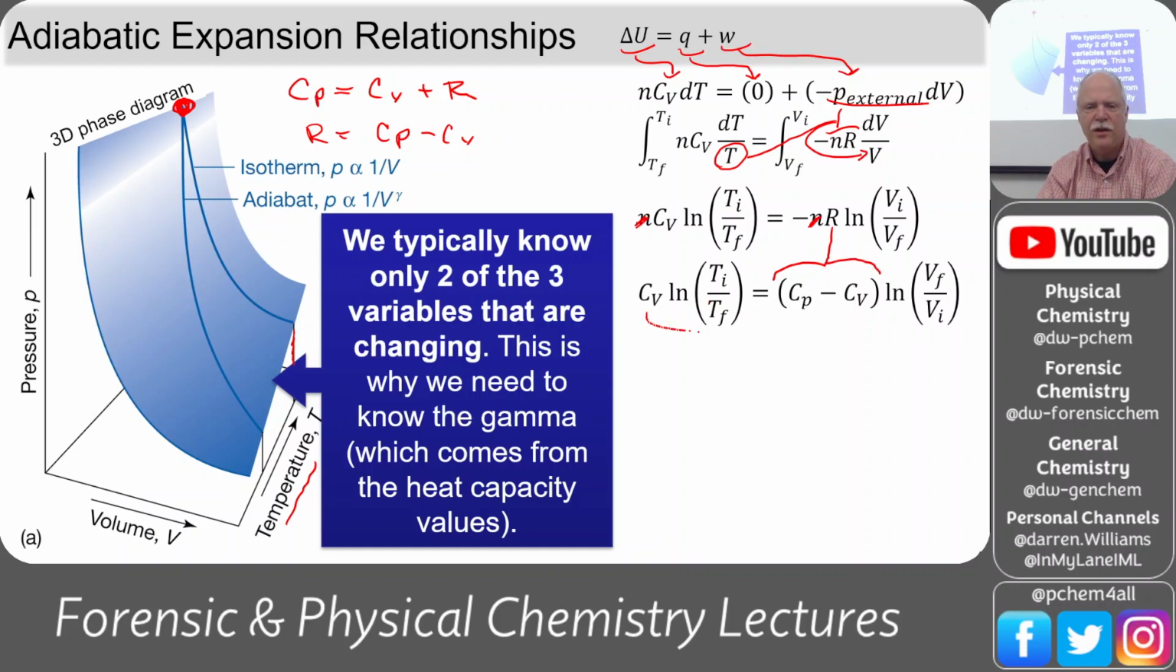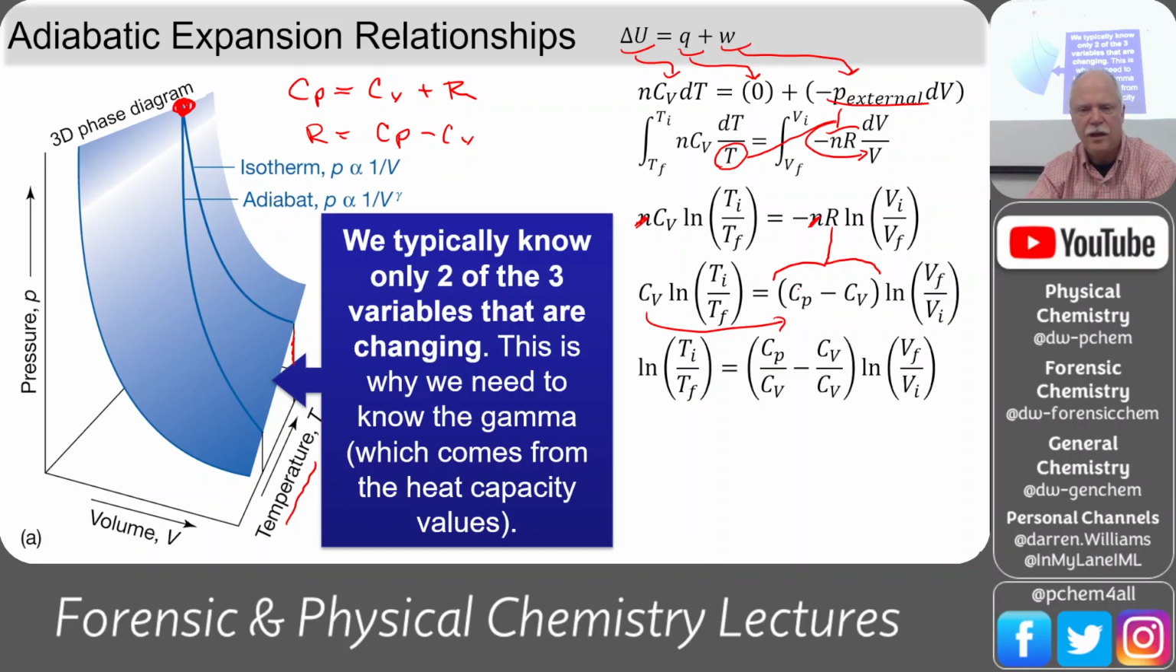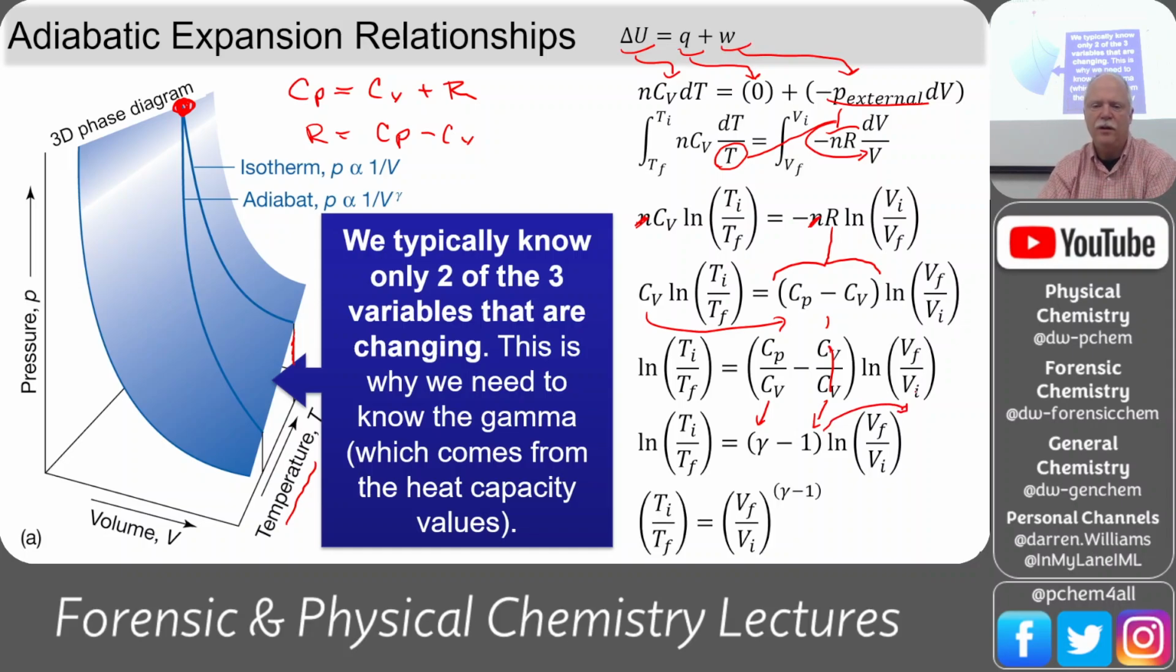Now I can move this CV over here onto this side, and I can split that denominator. So I have CP over CV minus CV over CV, and that is equal to 1. And this piece is gamma, this piece is 1. Since it's in front of the log, I can move it over here to an exponent, and I can get rid of the logs on both sides. And so this is our relationship of volume to temperature.